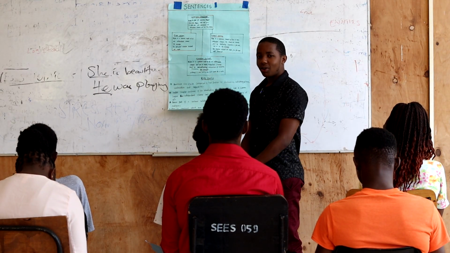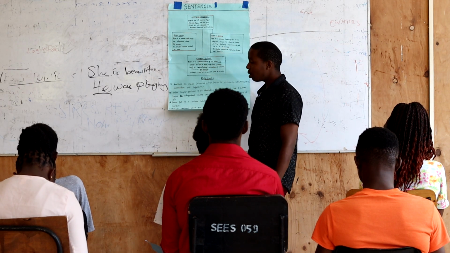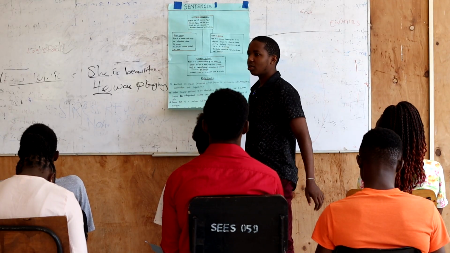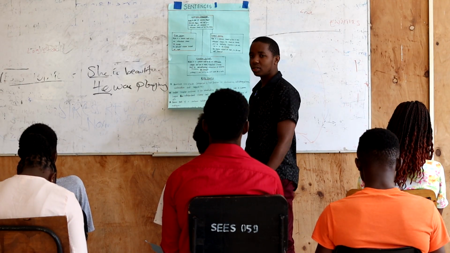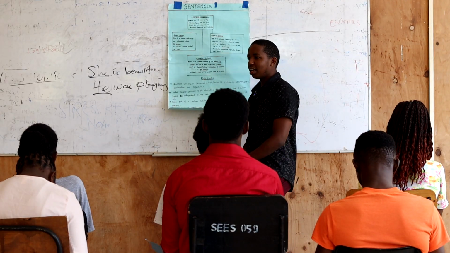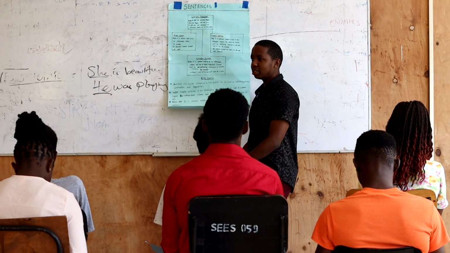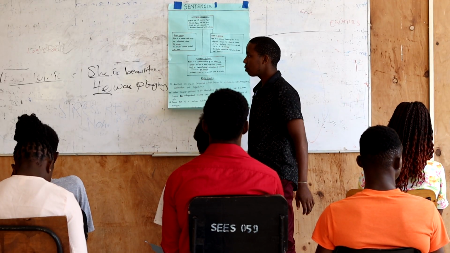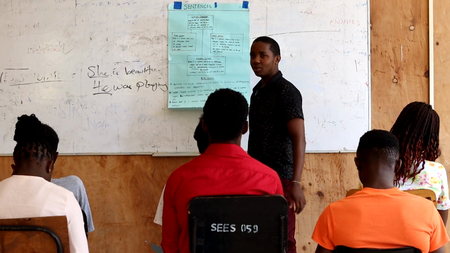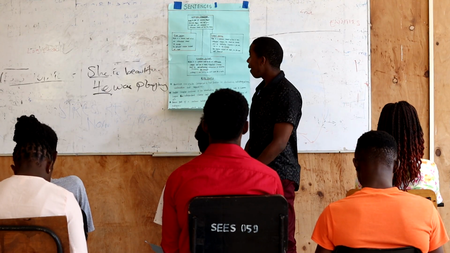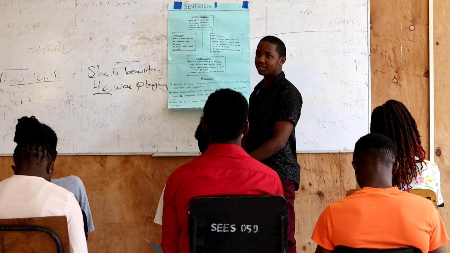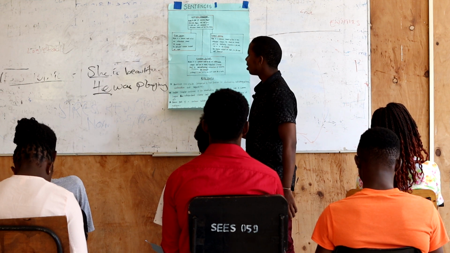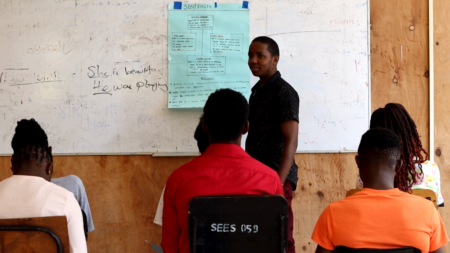The second one is a compound sentence. A compound sentence is made up of two independent clauses combined using a coordinating conjunction. An example of a coordinating conjunction is and. We can say, John was running and Muhammad was eating some breakfast. The coordinating conjunction there used is and.